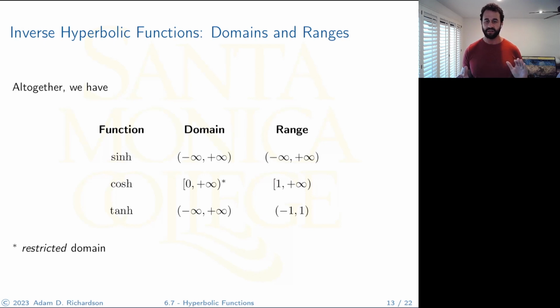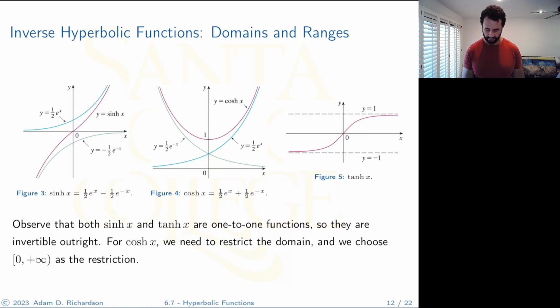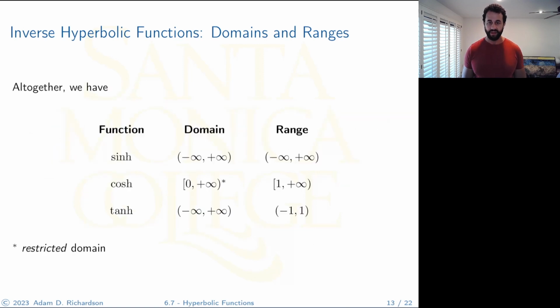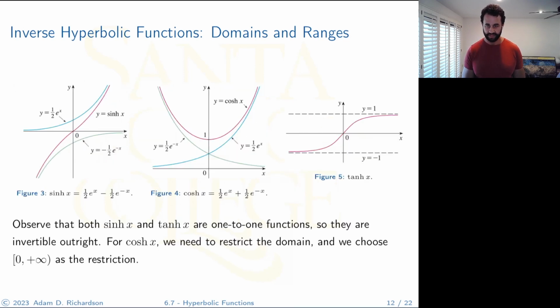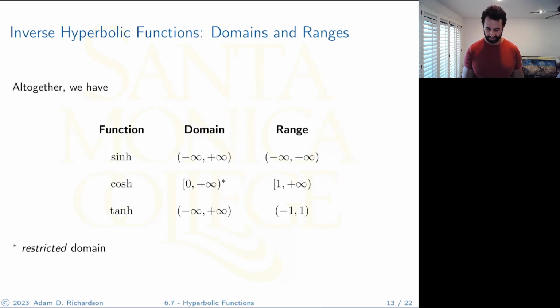the functions, their domains, and their ranges. So sinh, domain is all real numbers, range is all real numbers. Tanh, domain is all real numbers, range is -1 to 1, right? Remember this, -1 to 1. And then cosh, we have a restricted domain, but the range is going to be 1 to infinity. And again, you can see that right here. Here's the range from 1 to infinity.